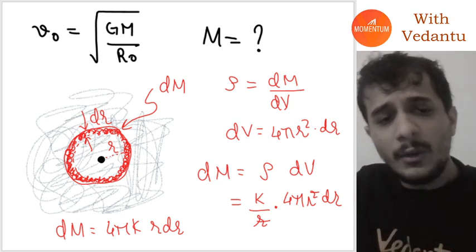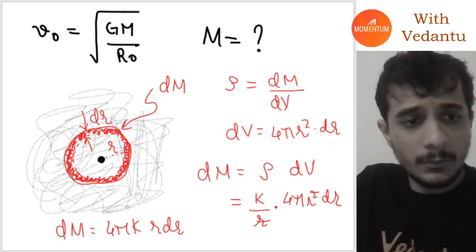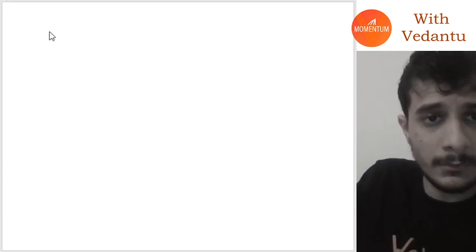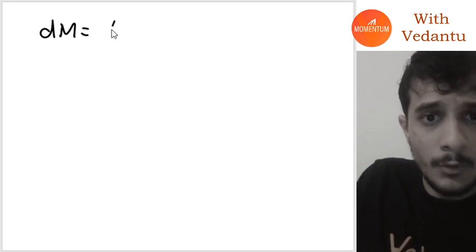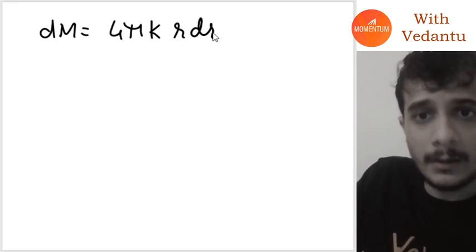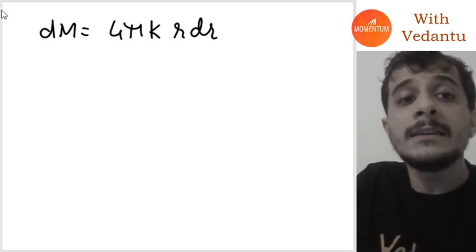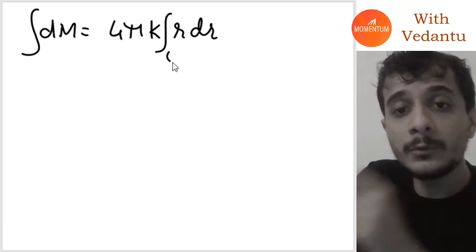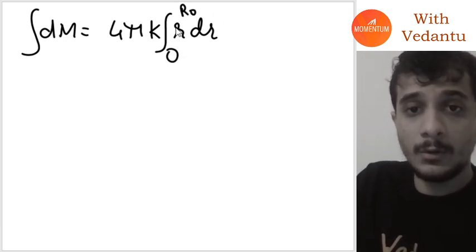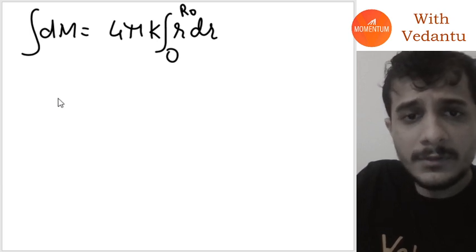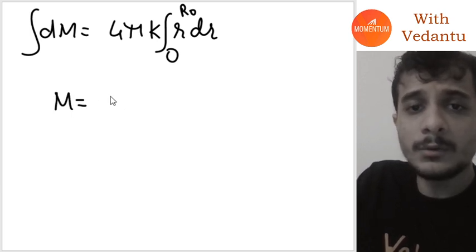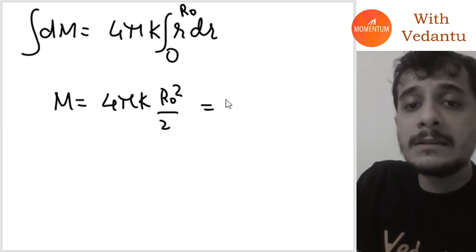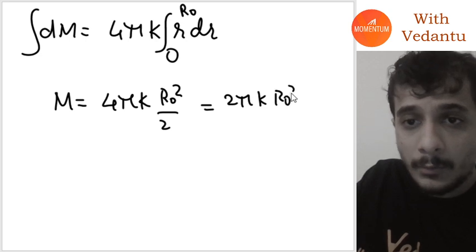Now, this is not a very hard equation to integrate. I just have dm equal to 4 pi k r dr. If I want to find the entire mass, I just have to integrate this, from 0 to r naught, which gives me very simply the mass is equal to 4 pi k r naught square by 2, or I can just write 2 pi k r naught square.